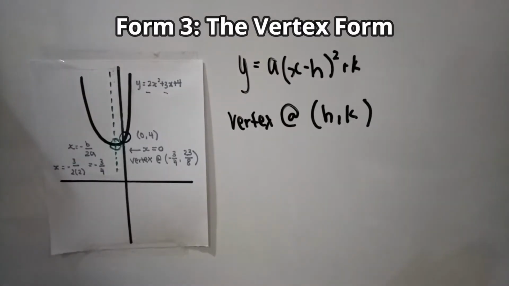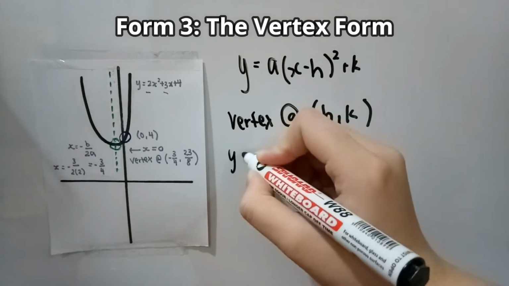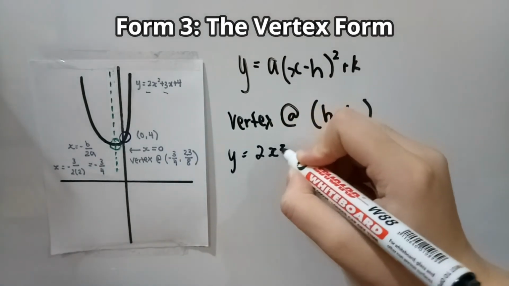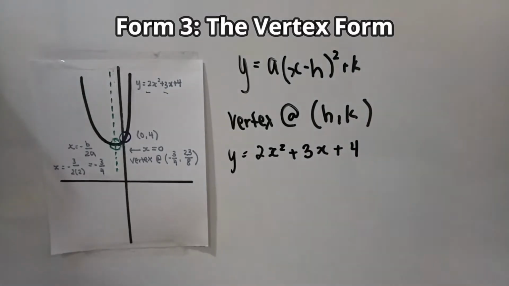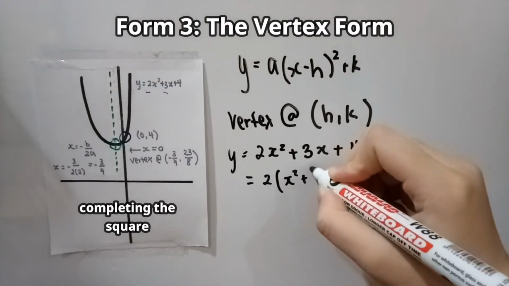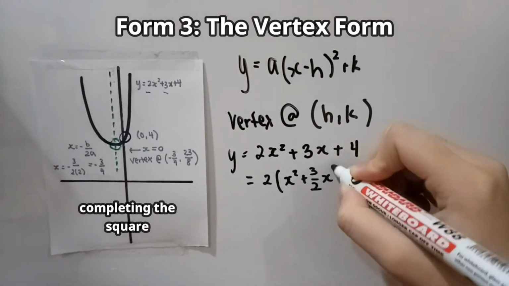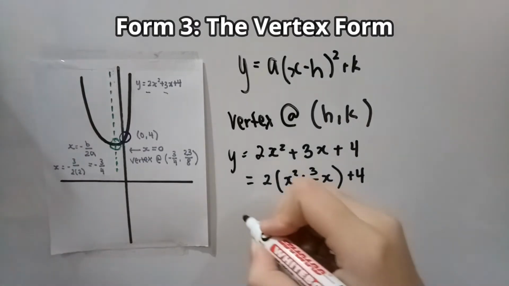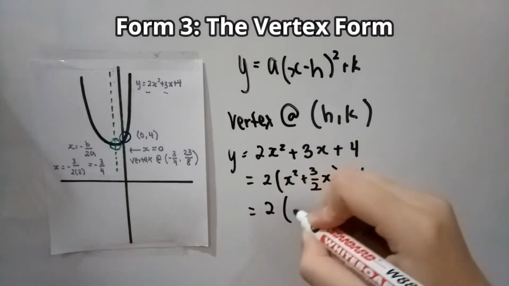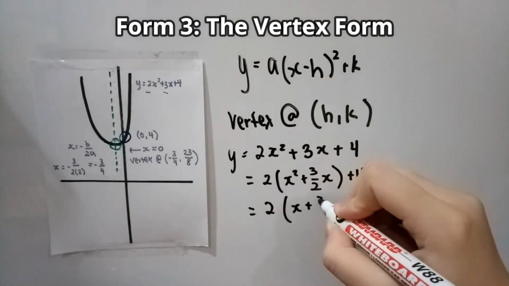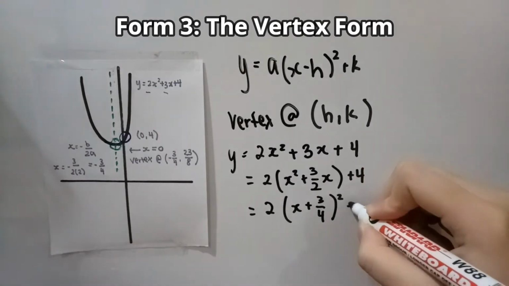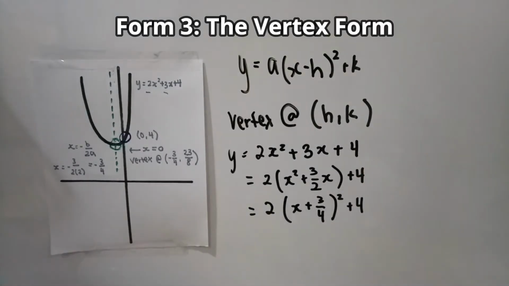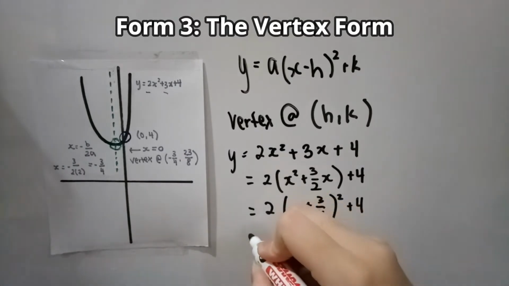If we have the same function as earlier, y equals 2x squared plus 3x plus 4, and we would like to change it into the vertex form, we can do something called completing the square. Firstly, we take out the coefficient of x squared and divide the first and second terms with it while leaving the constant alone. We get y equals 2 times (x squared plus 3 over 2 x) plus 4. Now divide 3 over 2 by 2 and move x squared's power to outside the parentheses. Now we have y equals 2 times (x plus 3 over 4) squared plus 4.